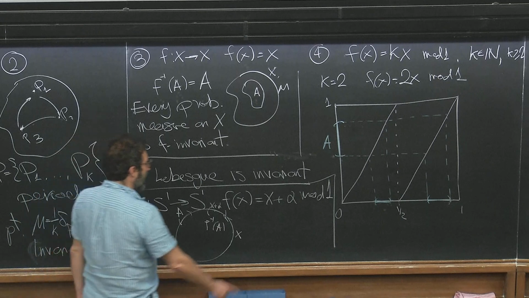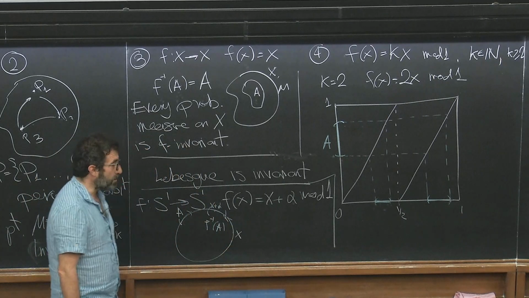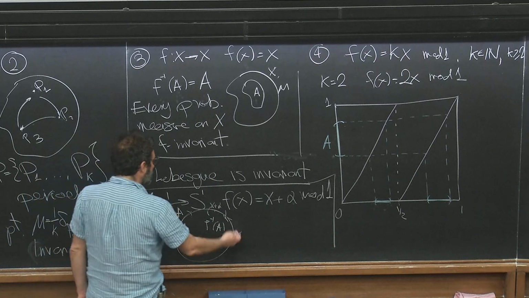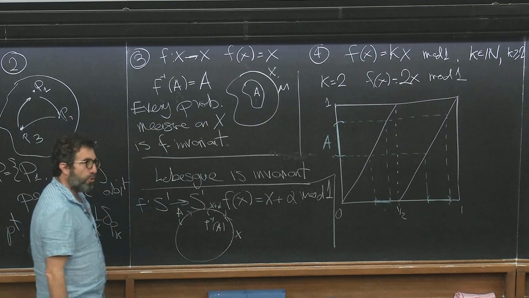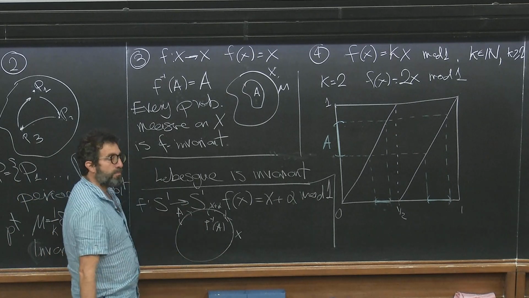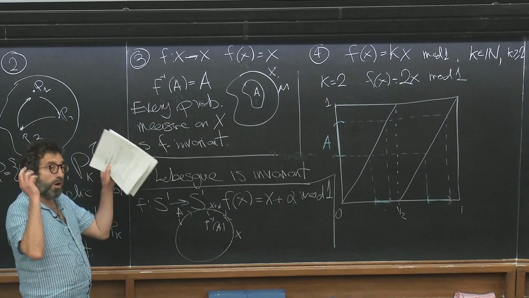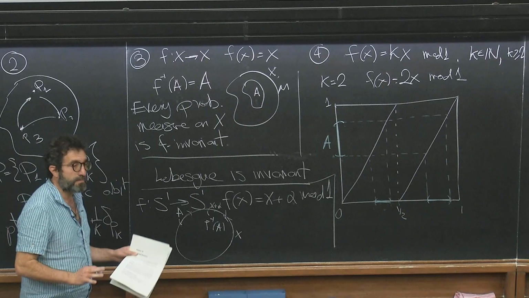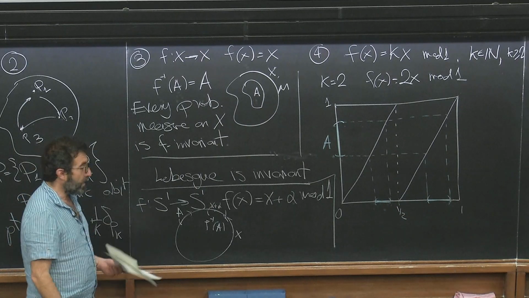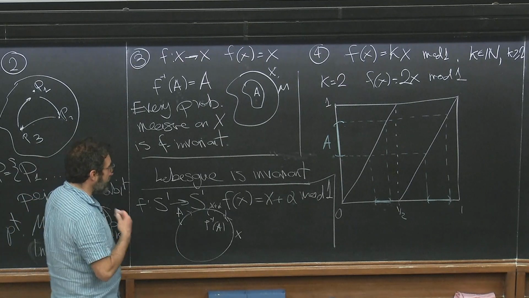So if alpha is rational, then you have the coexistence of the invariance of Lebesgue measure, and also the invariance of all the various measures on the periodic orbits. So in general, you have lots and lots of invariant measures. This is something that I want to emphasize. Sometimes you do, sometimes you don't.